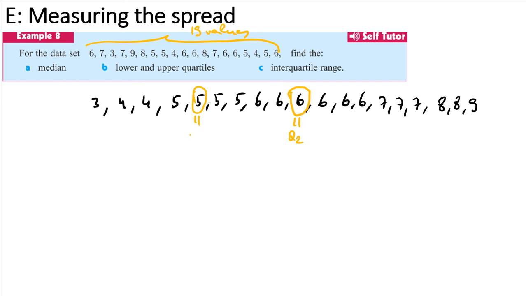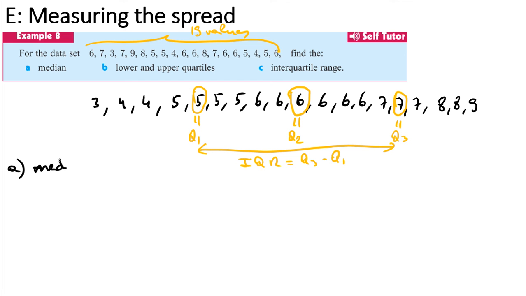So this one is the lower quartile, and in the second half you also have to take the 5th value because we have 9 values. So 1, 2, 3, 4, 5. So the 7 here is the middle one. So this is Q3, and the interquartile range is then Q3 minus Q1.